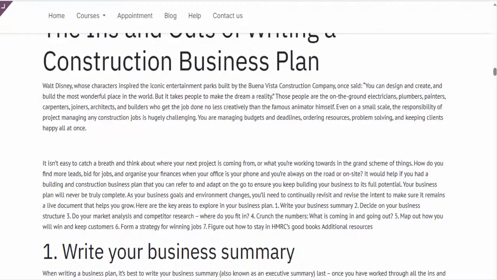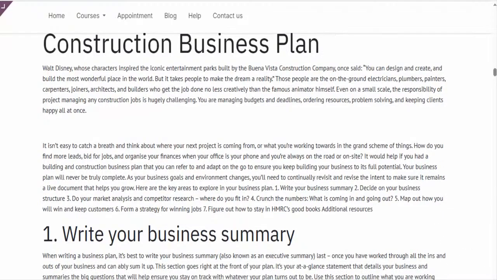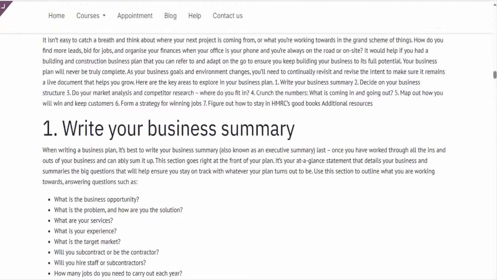The responsibility of project managing any construction jobs is hugely challenging. You are managing budgets and deadlines, ordering resources, problem solving, and keeping clients happy all at once. It isn't easy to catch a breath and think about where your next project is coming from, or what you're working towards in the grand scheme of things.